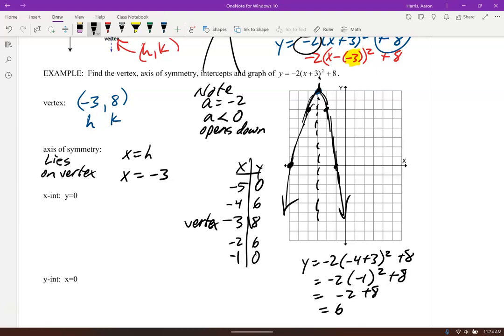Now, if you're formally finding your x-intercept by letting y be 0, I know we can already see our x-intercepts here, but let's go ahead and formally find them. Let's let y be 0.